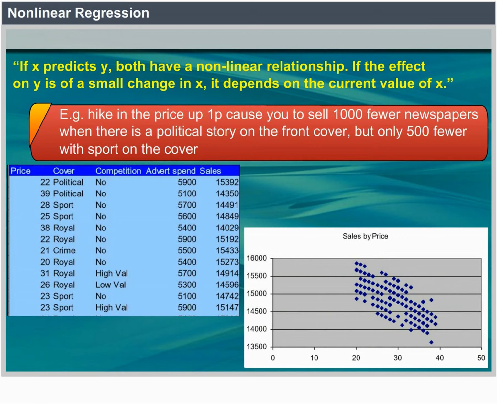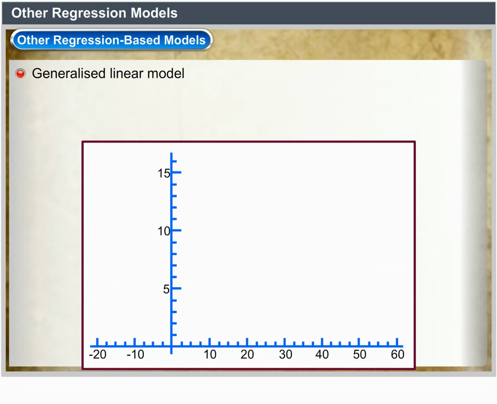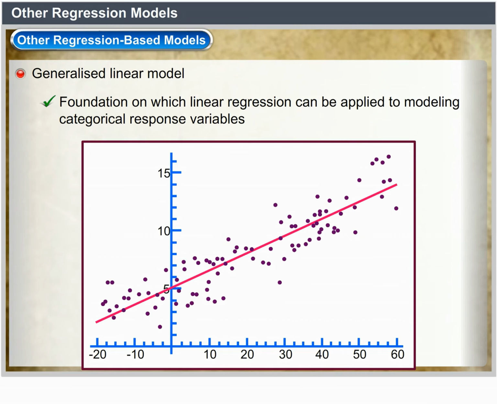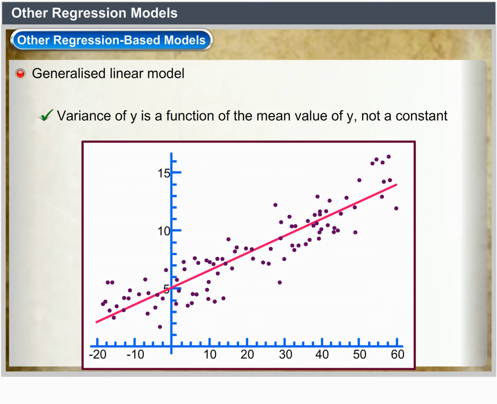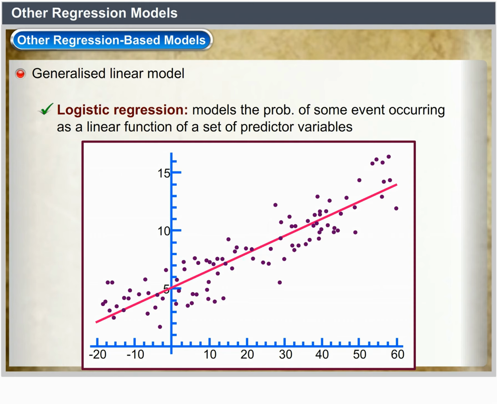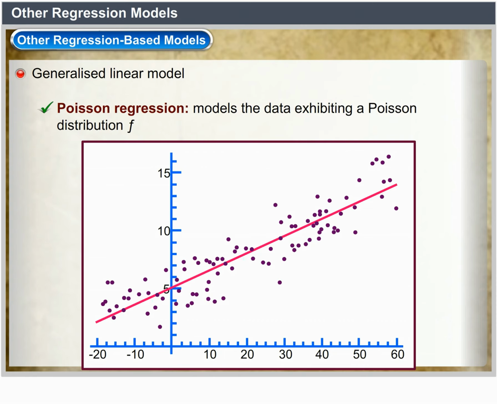Other regression-based models. Generalized linear model: foundation on which linear regression can be applied to modeling categorical response variables. Variance of y is a function of the mean value of y, not a constant. Logistic regression models the probability of some event occurring as a linear function of a set of predictor variables. Poisson regression models data that exhibit a Poisson distribution.